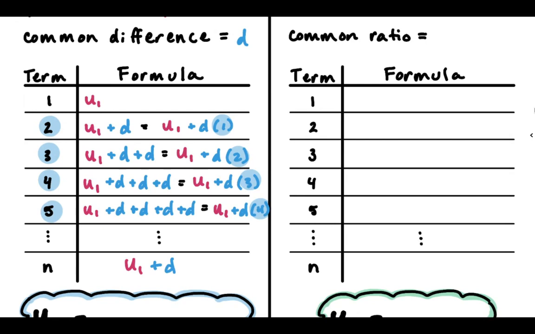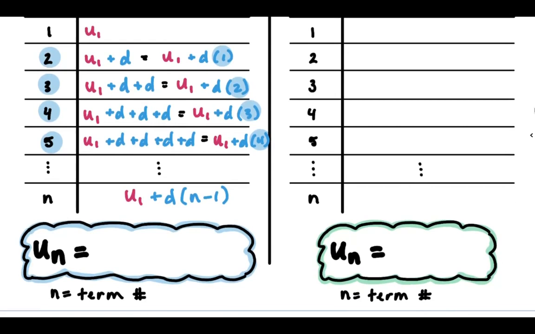We're going to add d n take away 1 times. 1 less than the term number. Term number is n, we add d n take away 1 times. And this is going to get us any term in the sequence. We start with our first term, and this tells us how many times to add the common difference. Okay, so we've got our formula.